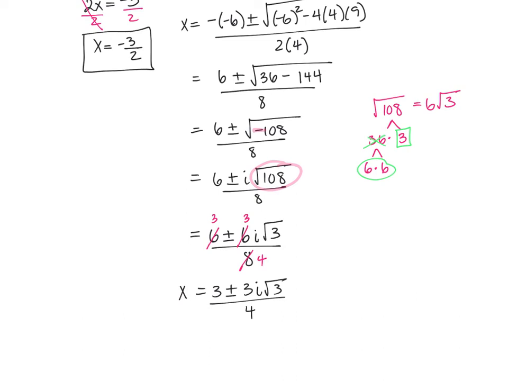I'll bring down the x that was at the very top. So I think this is all I can do. It looks like x equals negative 3 over 2, and x equals 3 plus 3i square root of 3 over 4, or 3 minus 3i square root of 3 over 4.